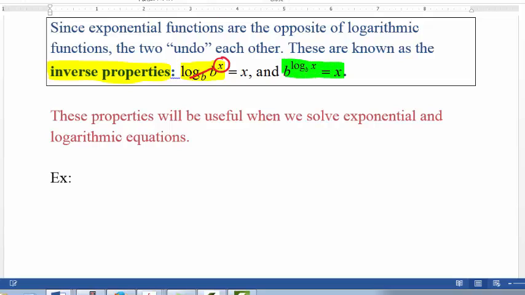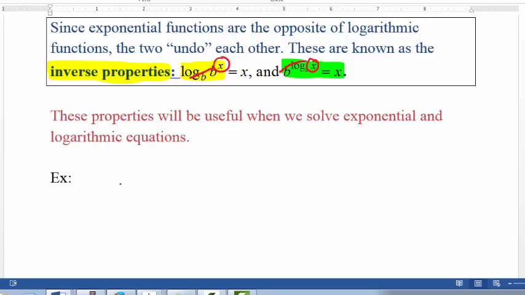If we have the log base b of x, so we're taking the log base b of x, and then we exponentiate using base b. Again, these two things are inverses of each other, so they just cancel each other out. So you're just, again, left with x. There's really not much to show here. These things are going to be useful when we solve equations.